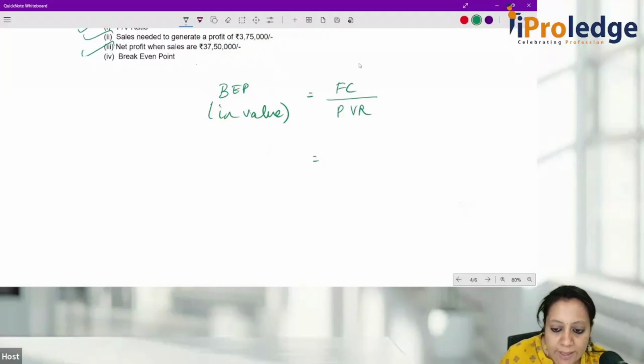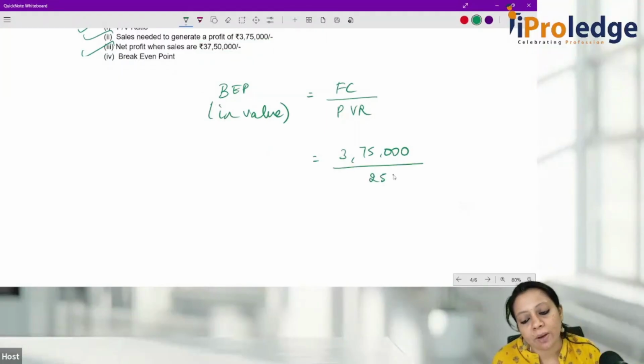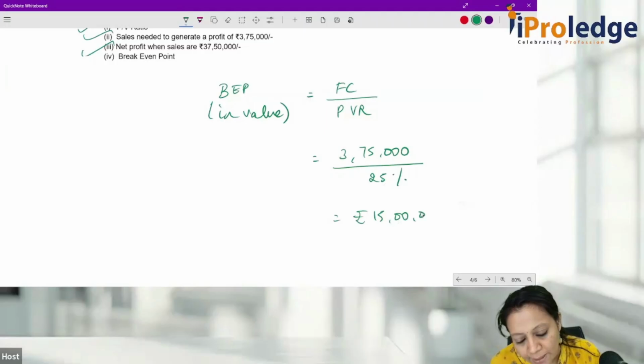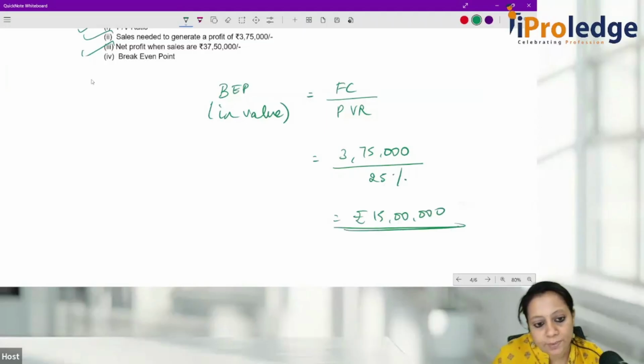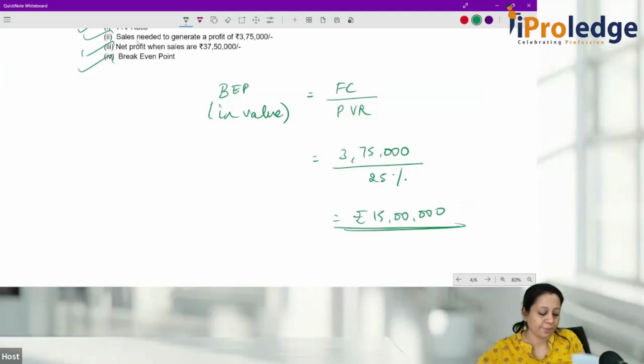Fixed cost is given in the question to be 3,75,000, given in the first few lines, divided by PVR. We already know it is 25 percentage. 15 lakhs. Rupees 15 lakhs is the BEP. That's all. This is also done. So with this, we have come to the conclusion of this chapter also.